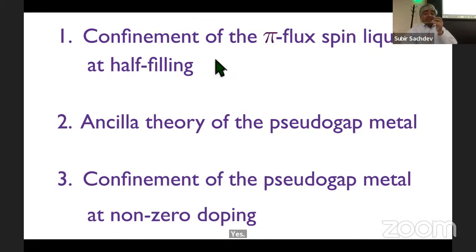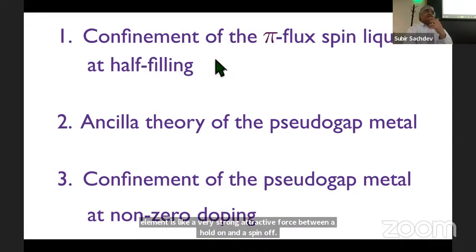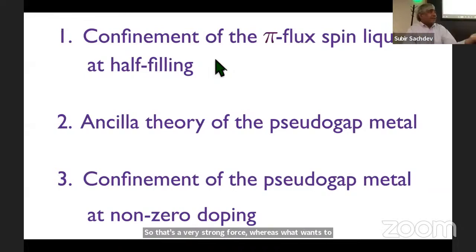Yeah, so the question is, did you require some binding energy? And the answer is yes. So it's not a confinement. They're not confined, but they're just bound, because there's an attractive potential. Now, the physics of the binding is about a T, the hopping matrix element. The hopping matrix element is like a very strong attractive force between a holon and a spinon. So that's a very strong force. Whereas what wants to deconfine is the exchange interaction, that's about a J.